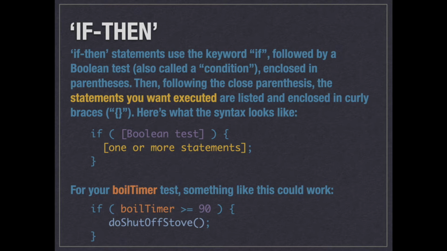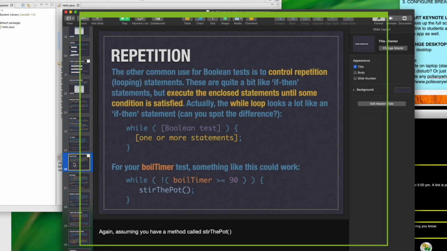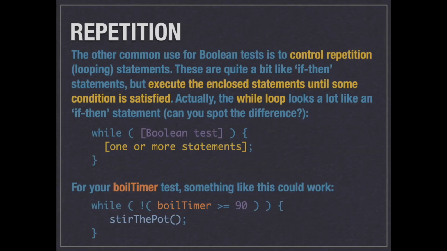The other common thing we do with Boolean logic is repetition, which is to do something repeatedly, over and over again. Looping, it's sometimes called. Java has the three common looping structures you've probably used and learned in a previous language, and we'll go over them in detail. What I've got here is an example of a while loop.